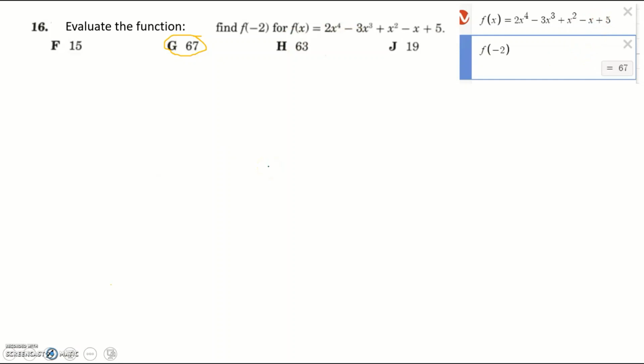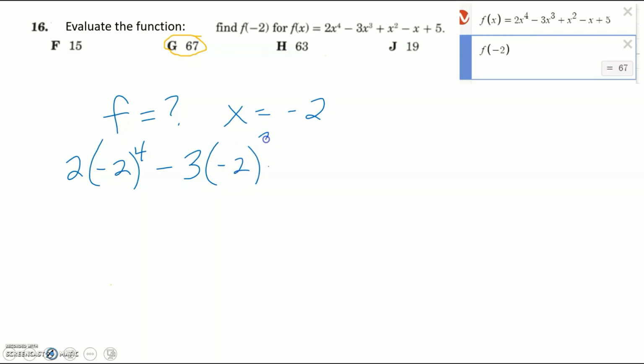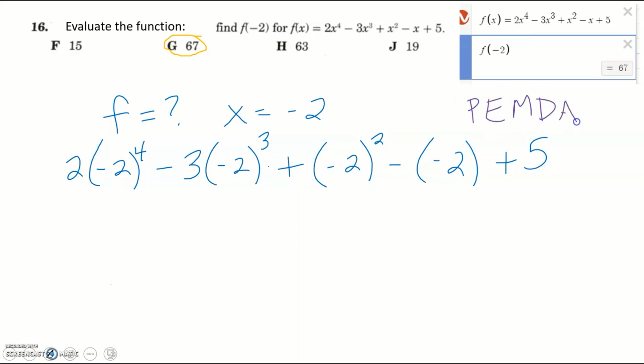If you want to find f of -2, that really means, what does f equal when x is equal to -2? That's what Desmos is doing. It's taking this function and it's plugging -2 in for all those x's. So we could do 2 times -2 to the 4th power minus 3 times -2 cubed plus -2 squared minus -2 plus 5. And when you do that simplifying, you always need to do your exponents first, right? If we do order of operations, parentheses would be first, but all that's in the parentheses is -2, right? So we would do the exponents for each of those.